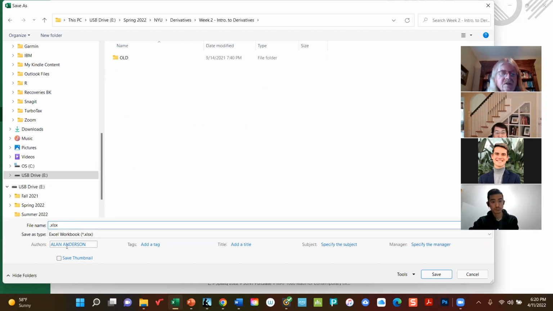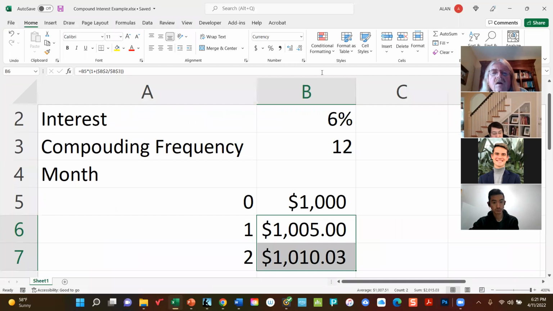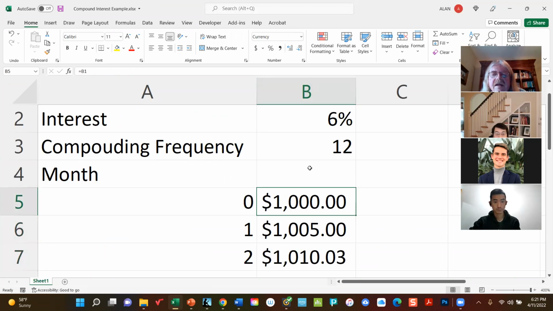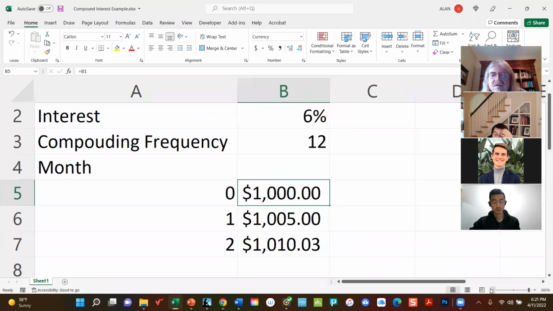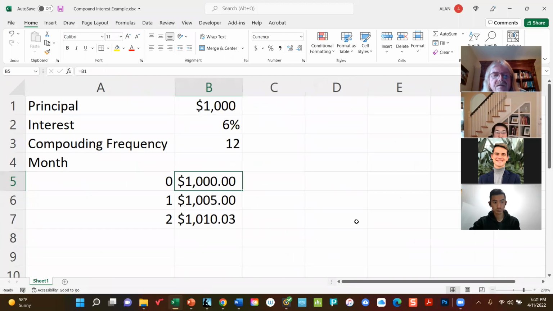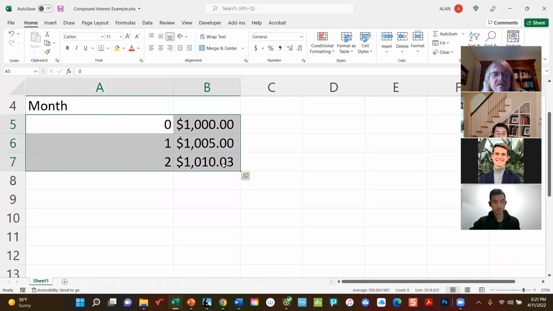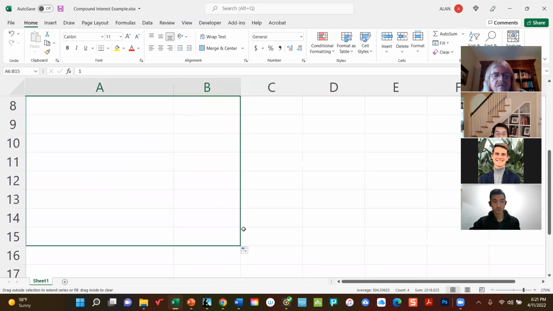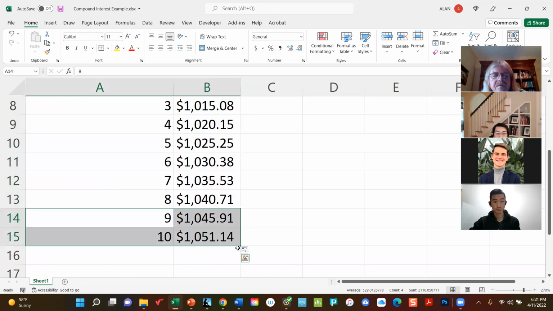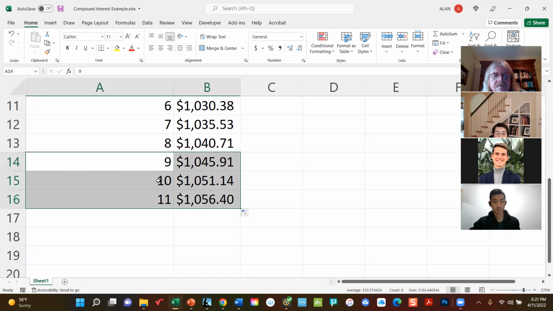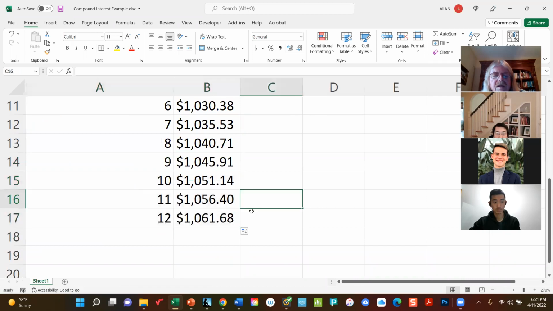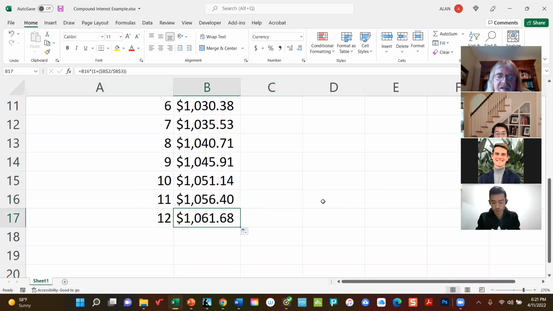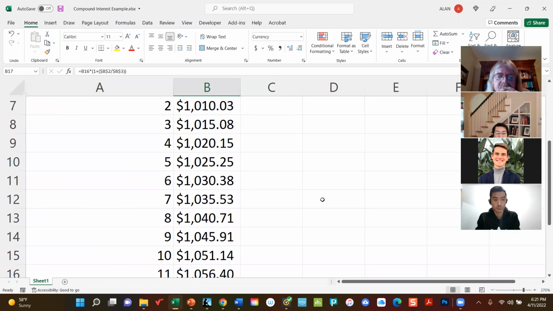I'll call it compound interest example. Okay, so yeah, I want you to see the dollars and cents because otherwise you'll lose sight of what's going on. Now, what I'm going to do here is keep this going until the end of the 12 months. So I can just drag this down to 12. Whoops, 2 more. And there's the 1061.68. So this is the long way of calculating this.